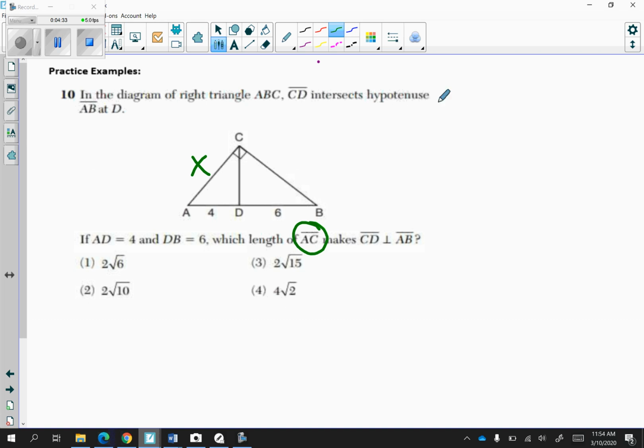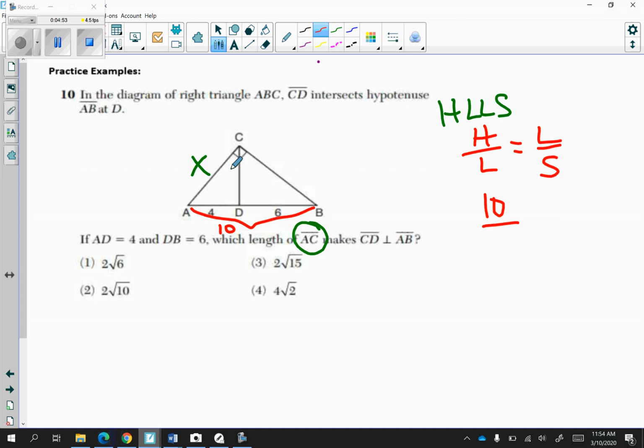So this is a hills question because there is no number or variable at CD, which is the altitude. So notice that AB is my hypotenuse. I have to add 4 and 6 together to give me 10. So H over L is equal to L over S. My hypotenuse is 10. Over my leg, which is X, is equal to X over my side, which is the 4 and the smaller triangle.